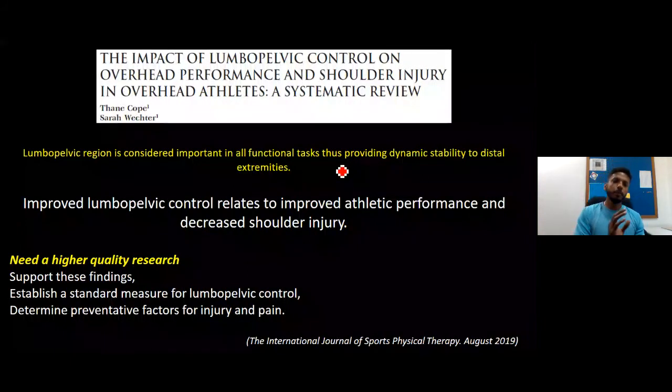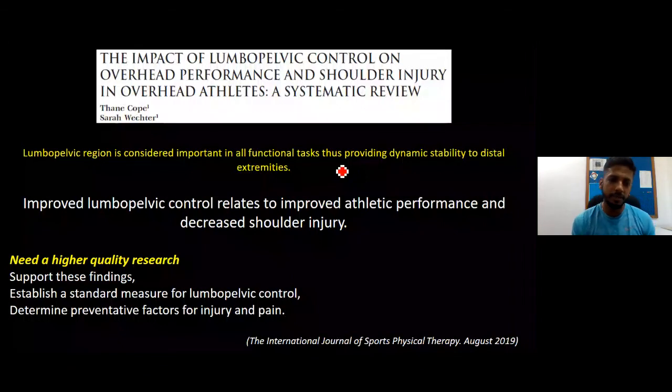And they say improved lumbopelvic control relates to improved athletic performance and decreased shoulder injury. That's what the review says. But again, you need high quality research in order to support these findings. According to the review, yes, it is.